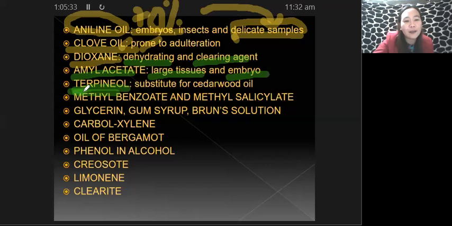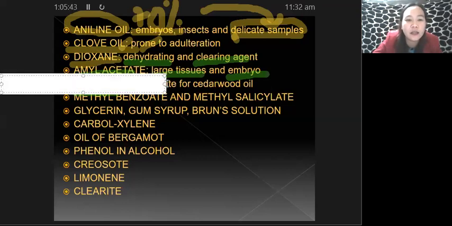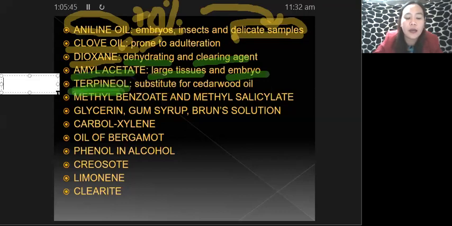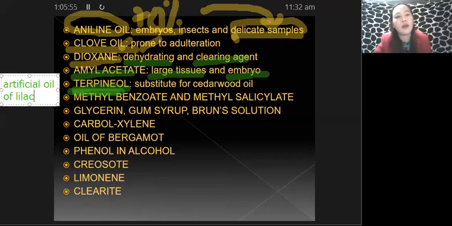Okay, terpineol, otherwise referred to as your artificial oil of lilac. Okay, so we have your terpineol. This is utilized as a substitute for your cedarwood oil.